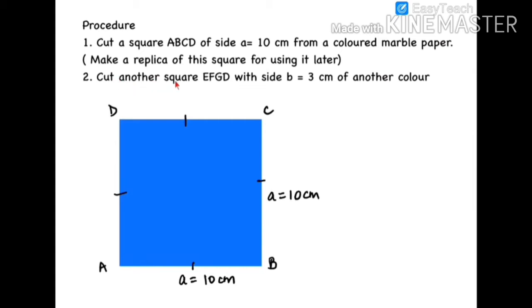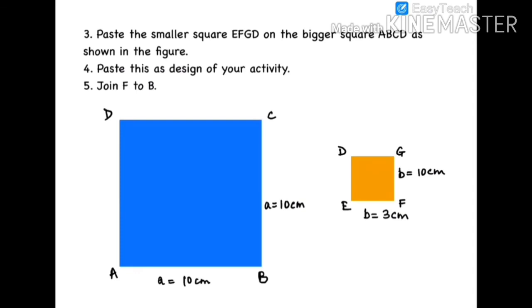The second step is to cut another square EFGD with side B equal to 3 centimeters using another color. So here is a square of side 3 centimeters. Let's name this square EFGD. And each side of this square is B, which is 3 centimeters. Now we have two cutouts. One is of a big square of side 10 centimeters and the other is of a small square of side 3 centimeters.